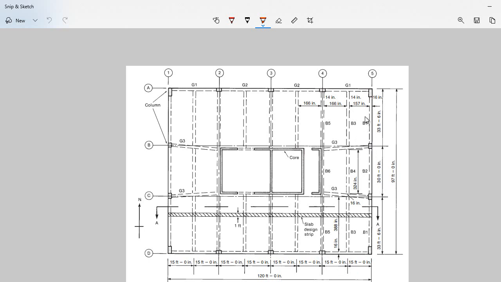This is a one-way slab system because 33.5 divided by 15 gives a ratio of more than 2. So we have to design this slab system, and all panels are the same. There we have some cores, which may be used for different purposes, like ventilator or lift purposes. This is all about the grid system.